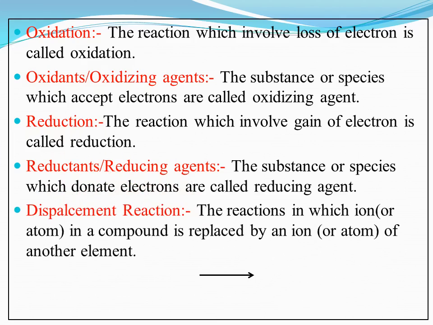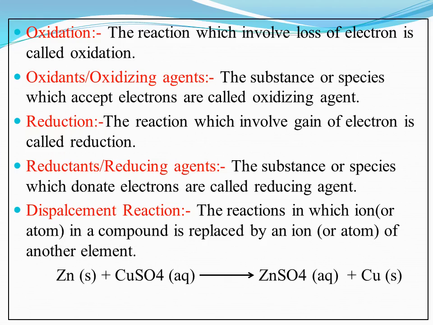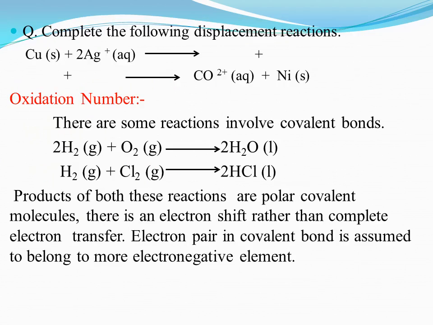Next, displacement reaction. Definition. The reactions in which an ion in a compound is replaced by an ion of another element are called displacement reactions. Example, Zn plus CuSO4 produces ZnSO4 plus Cu. Students, solve one question on this. Complete the following displacement reactions. Write the reactions given below the question.